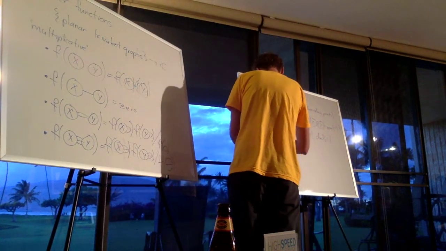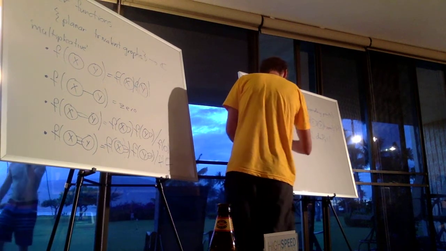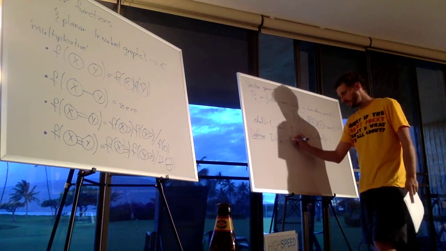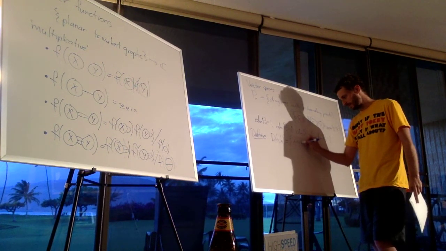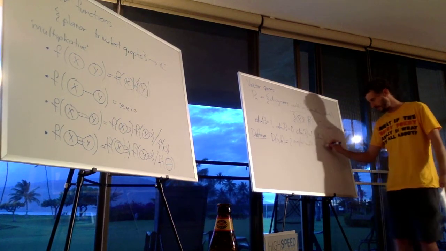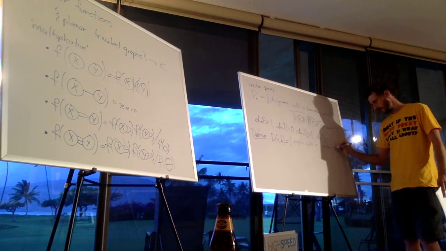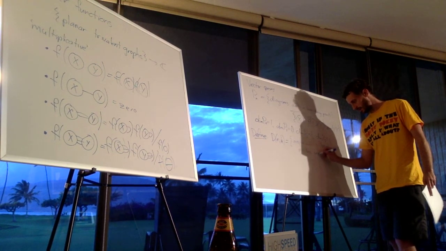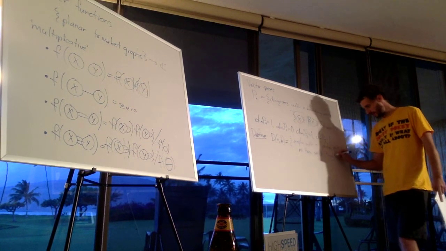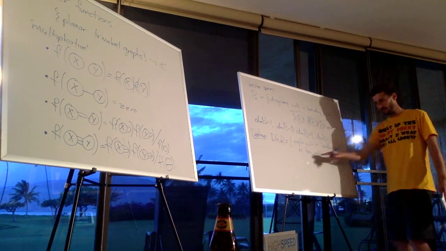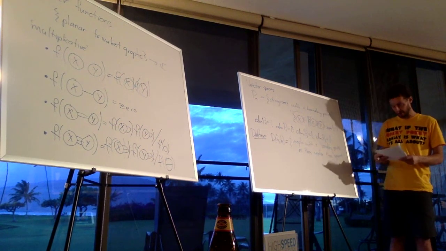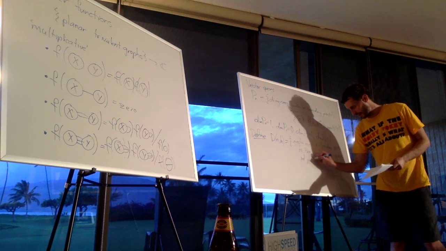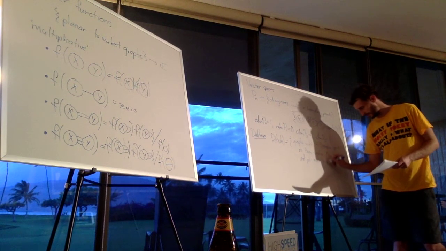So let's define D_{n,k} here to just be the set of graphs with n boundary points, no faces smaller than squares, so no bigons or triangles and no loops anywhere in the graph, and at most k internal faces.